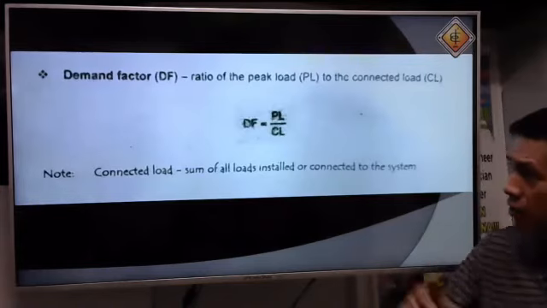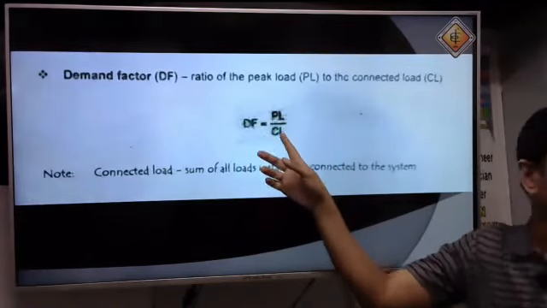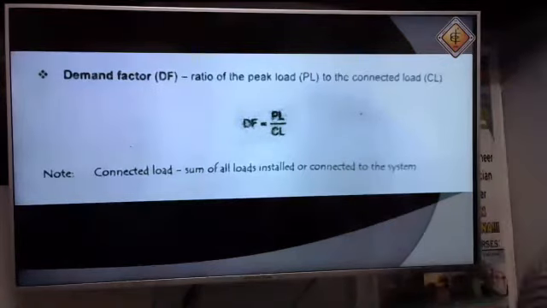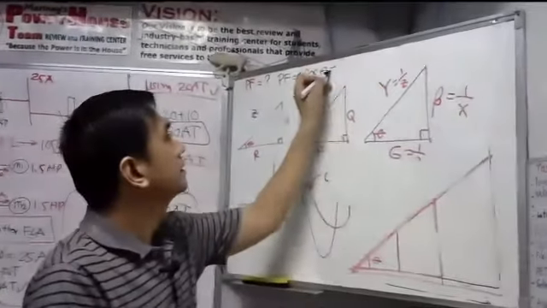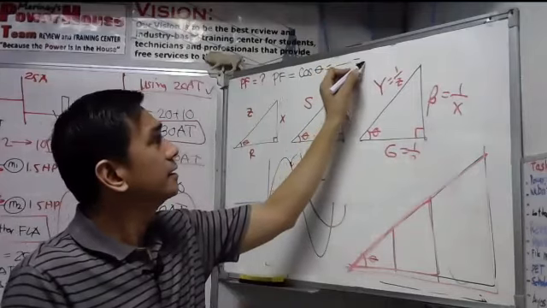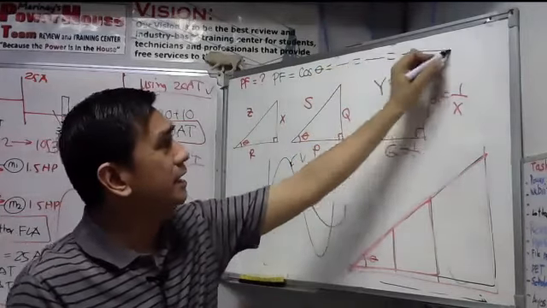But anyway, I saw a ratio here. Power factor can also be a ratio. Let me complete this. Let's go back to the power factor. I noticed the demand factor has a ratio, so you can also put a ratio here.